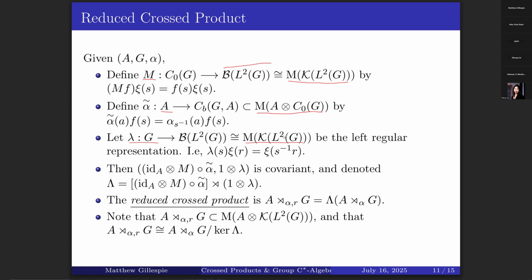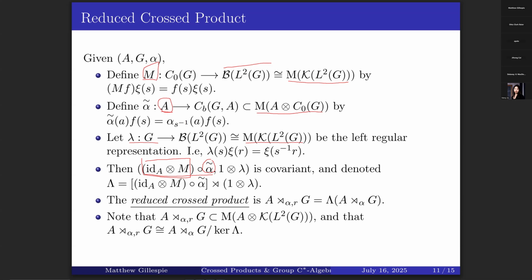Another good exercise to check is that this map on the left-hand side takes things from A, because we're starting at A here with alpha tilde. It sends it to things in A tensor C0, and then this map takes things in A tensor C0 and sends them to things in A tensor the compacts, because that's where M sends stuff.